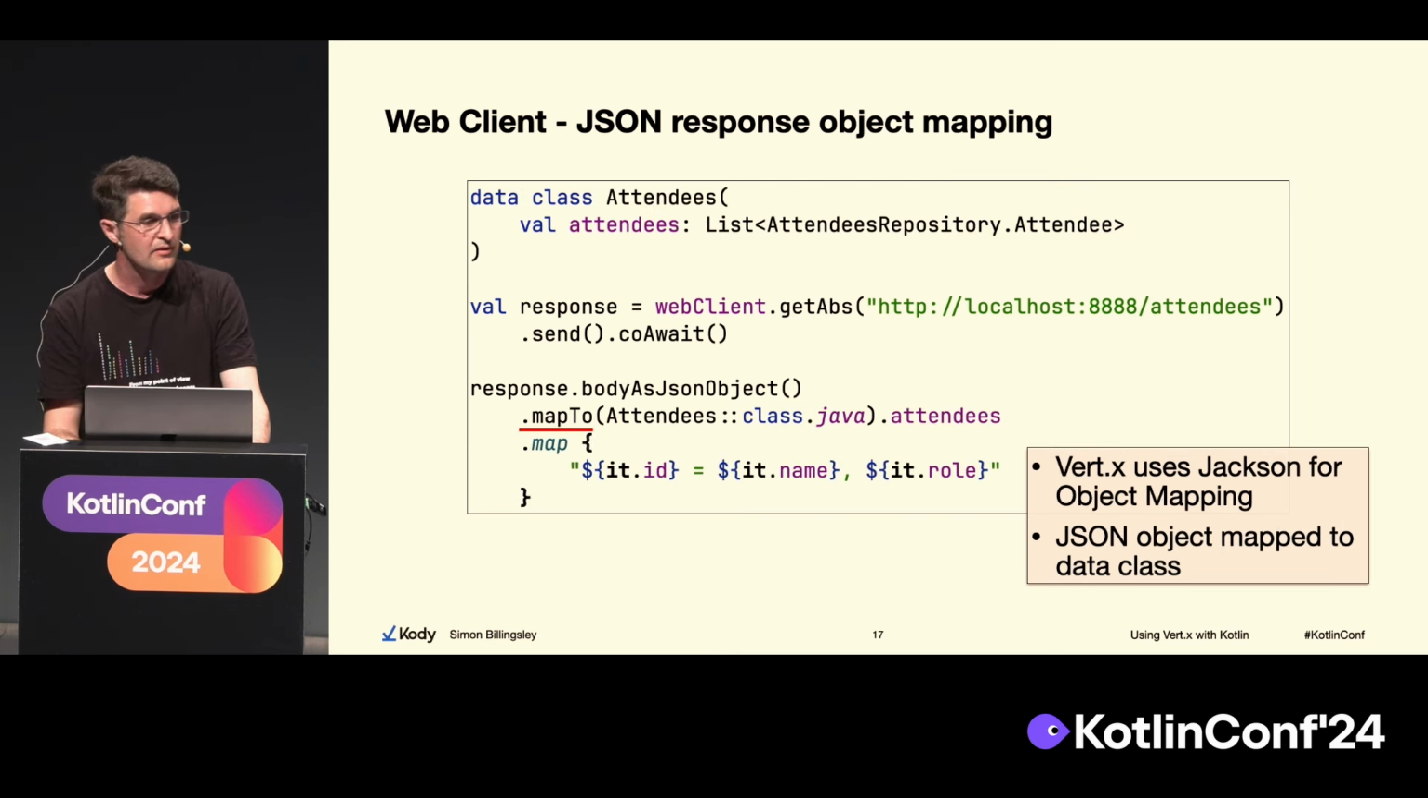Vert.x uses Jackson for object mapping, so you can configure Jackson however you want using the standard Jackson methods. The JSON object here is mapped to a data class, as you can see.